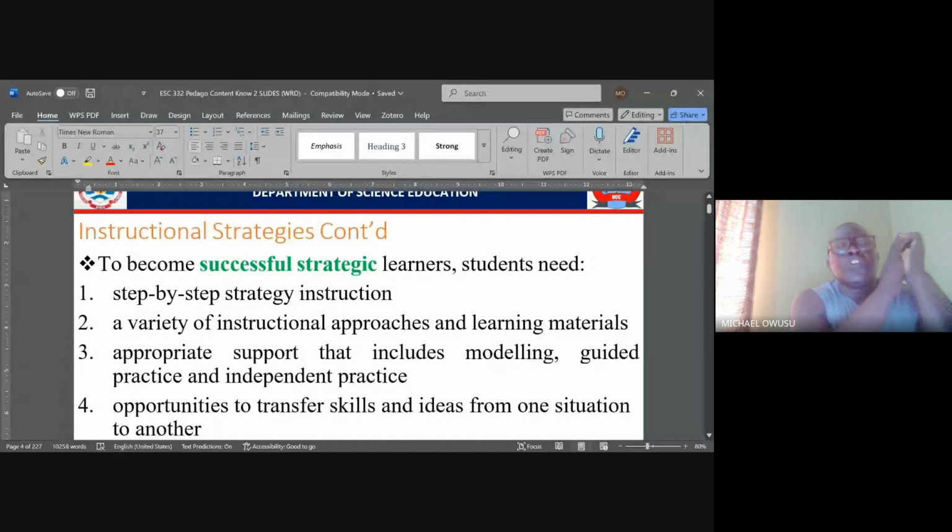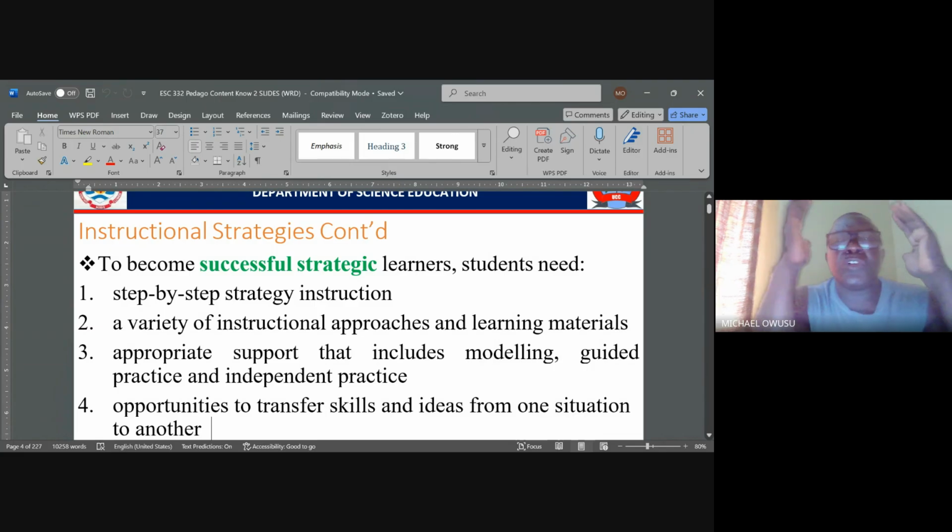You see, to become successful strategic learners, there are certain things that students also need. What do they need in order to do that? One, step-by-step strategy instruction. That means you don't go to the classroom and then haphazardly begin to say anything anyhow. You start anywhere, you end anywhere. You rather follow instructions step by step, procedural.